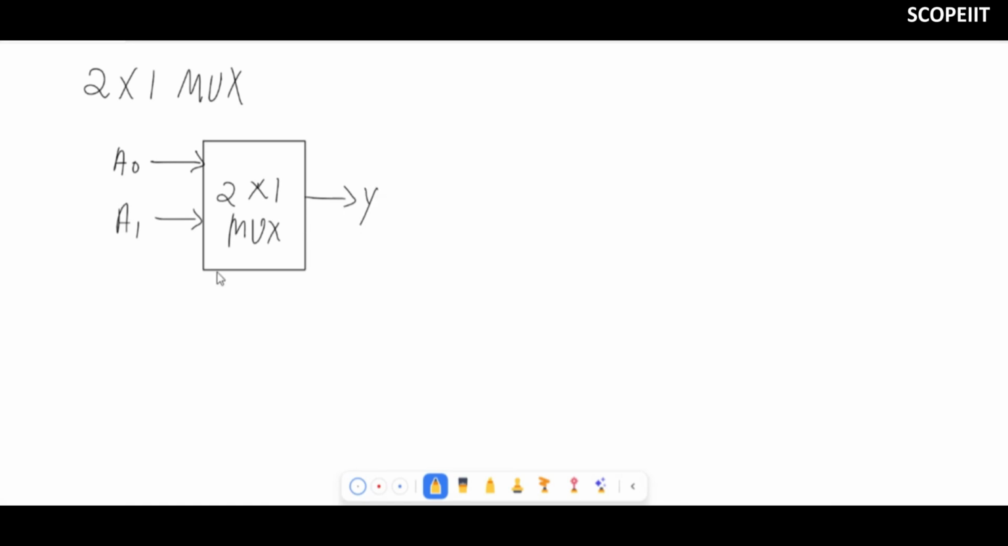Now how many signals will be there? As I explained previously, 1 signal. So like this, we will draw 1 signal. This is basically the block diagram of the 2 cross 1 multiplexer. The next thing we need over here is the expression, Y equals. So we need to generate the equation here.